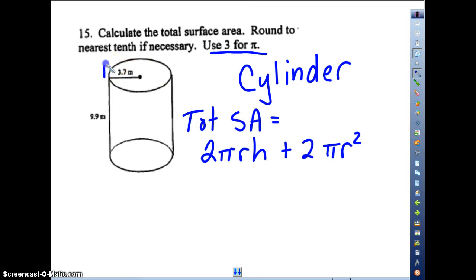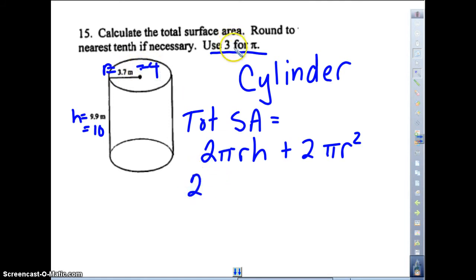Okay, here's our radius, 3.7. Our height is 9.9. We're going to use 3 for pi. Can I give you guys a little hint? If this is a multiple choice question, and I think tomorrow it probably will be, one of the things you can do to eliminate some answer choices that wouldn't be correct, because we could get lost in our decimals and our computation skills might be off a little bit, is round. I could round that to 10, and 3.7 I could round to 4. I could try doing that.